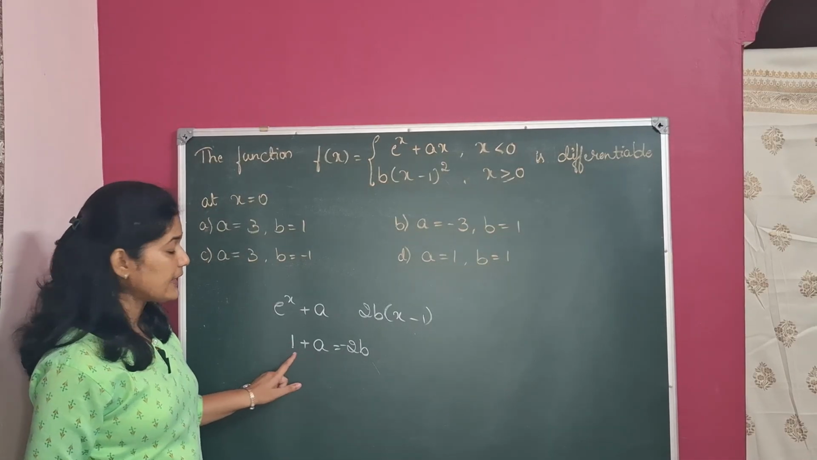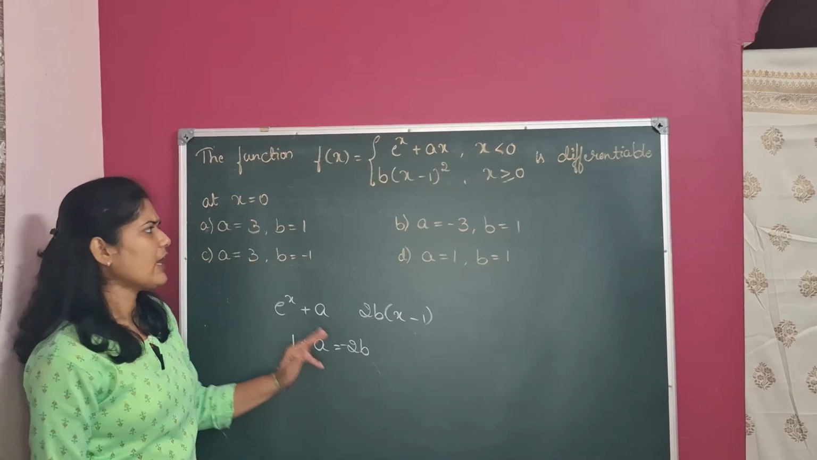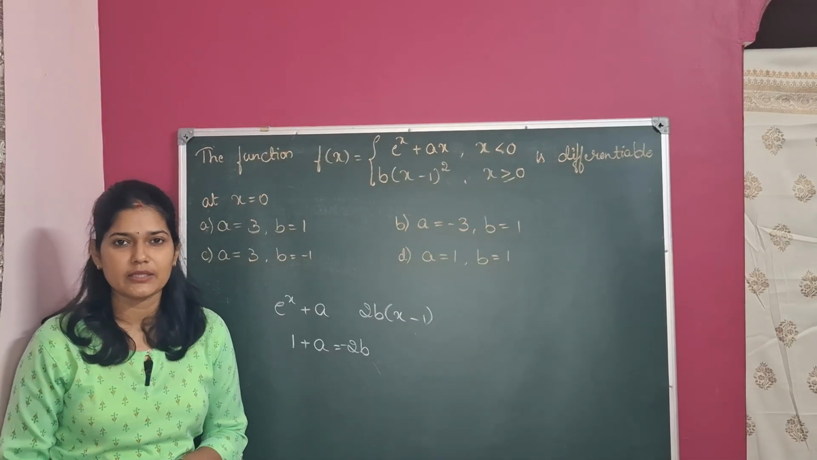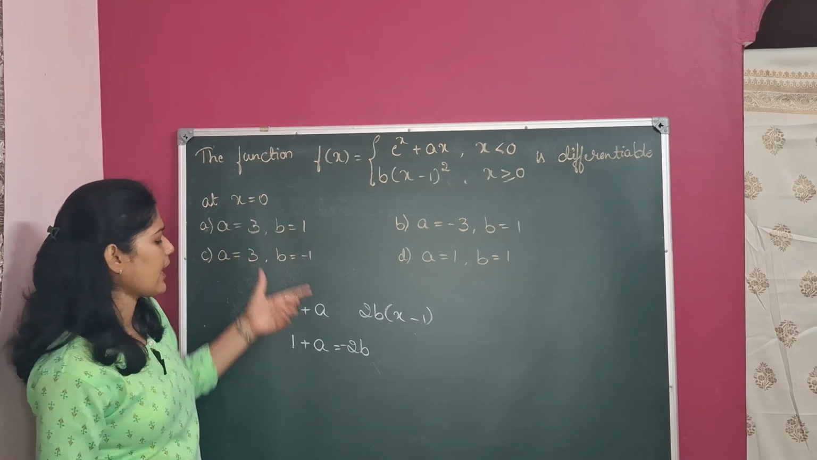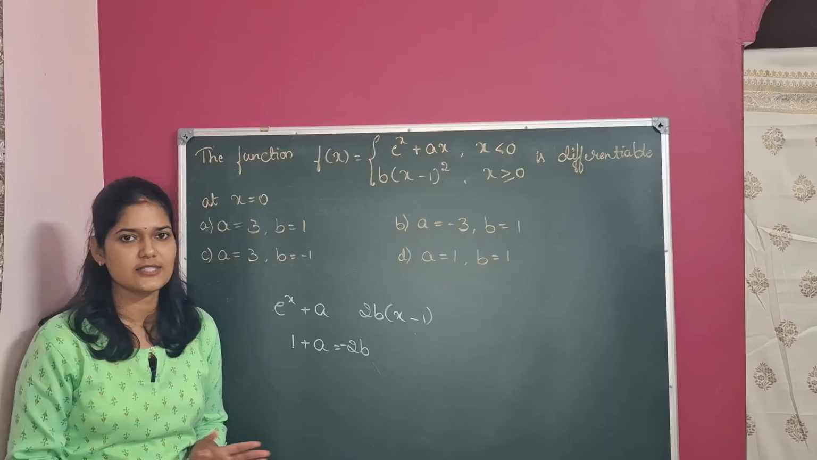Therefore, we have the equation, that is 1 plus a is equal to minus 2b. Now, we use the inspection method. That is, substitute the values of a and b in this equation. We will check for which value the equation is satisfied.